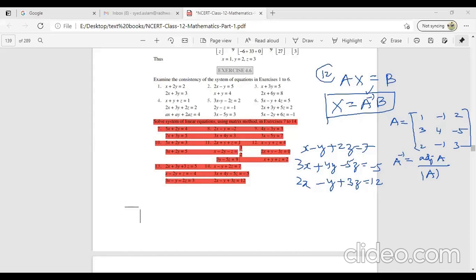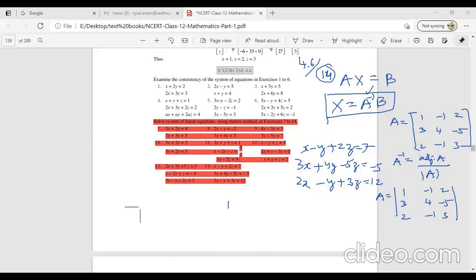Question number 14. So these are the equations given. So we have to write the value of A and then find adjoint A and determinant A. So determinant A, you can directly find out, or you can use Sarrus diagram also to find this.